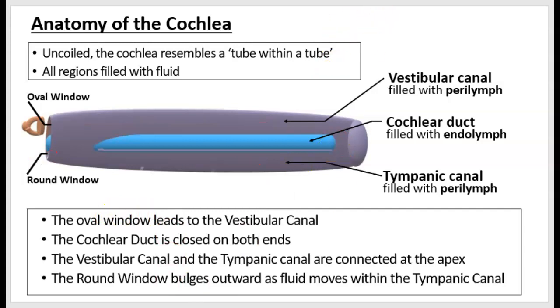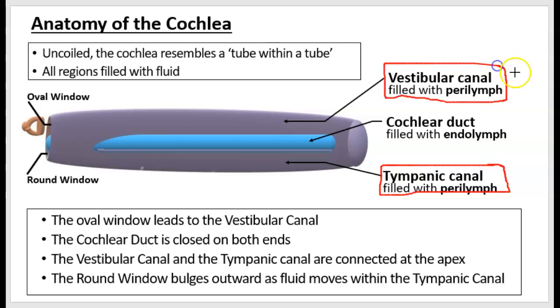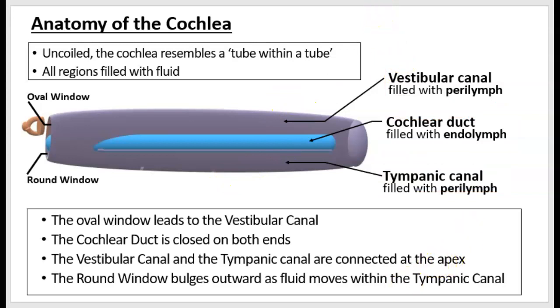Now, not all fluid is the same in these three different spaces. The vestibular canal and the tympanic canal are filled with a fluid called perilymph, peri meaning outer, and it has a certain ion concentration that differs from the fluid that's in the middle space called the cochlear duct. That fluid is called endolymph. Again, it has a different ion concentration, but we aren't going to worry about those different ions.